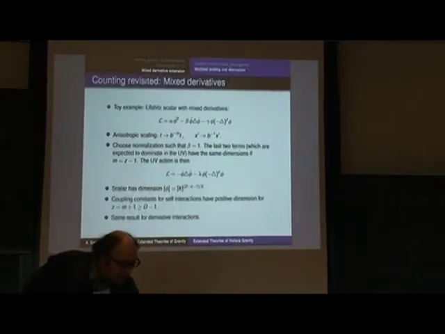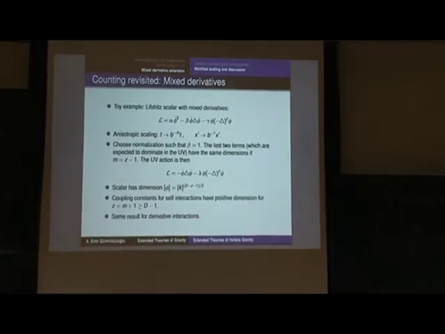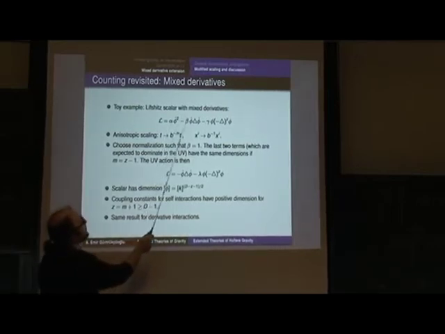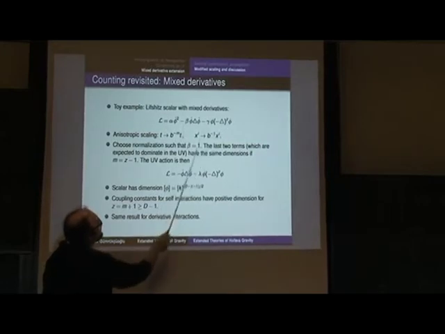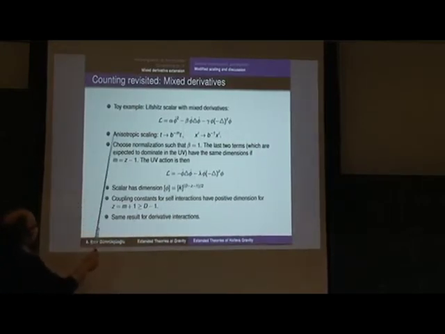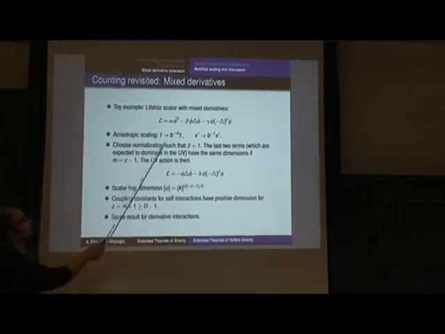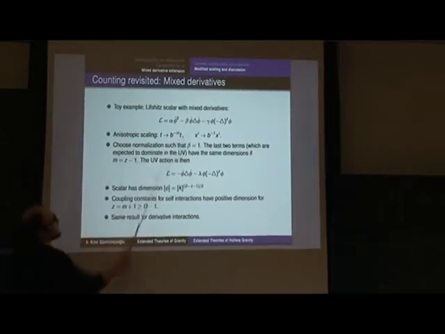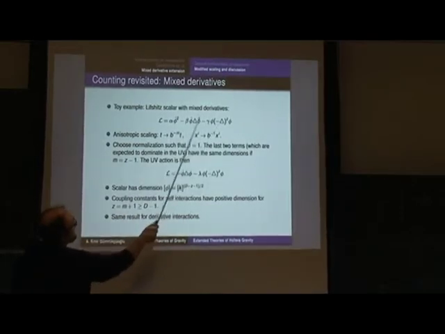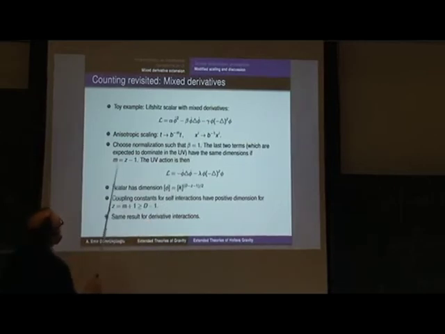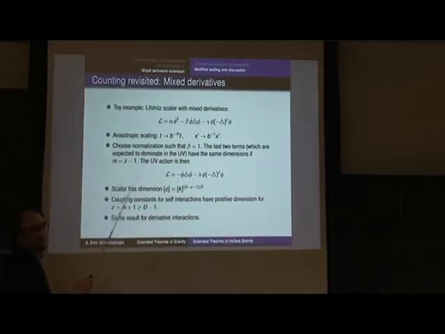And we do this based on, again, a toy model of a Lifshitz scalar. So we have the usual canonical kinetic term and this mixed derivative term with some gradient. But for the moment, I'm keeping the anisotropic scaling arbitrary, so I have some arbitrary m. Choosing the normalization and fixing the units such that these two terms have the same dimensions, it turns out that in order to do the second thing, you have to have a relation m equals z minus 1.